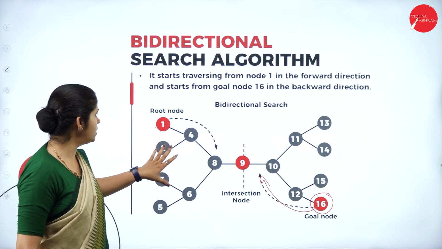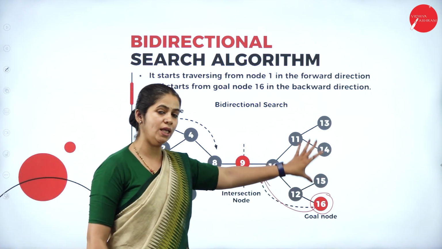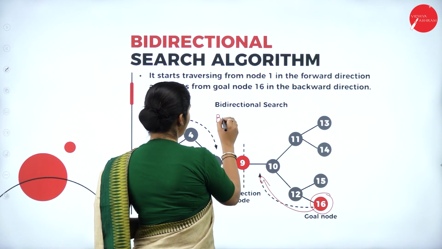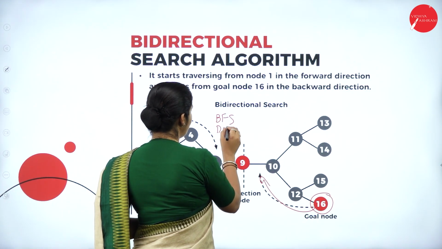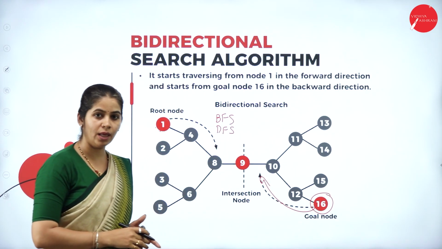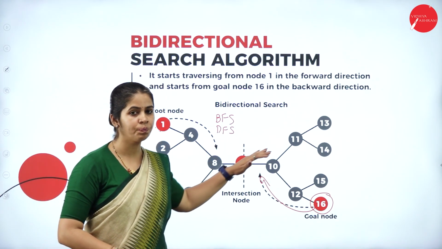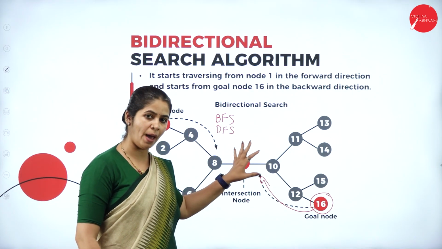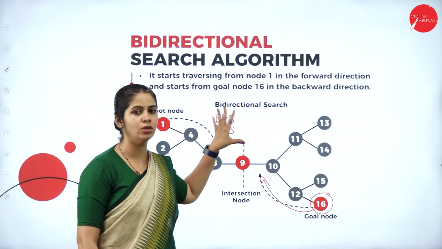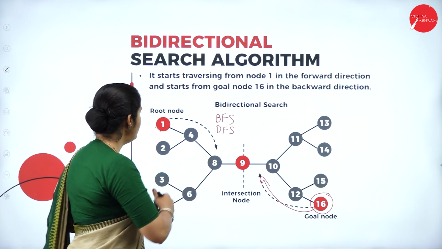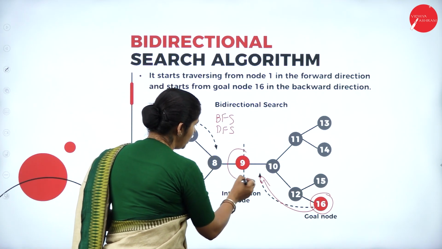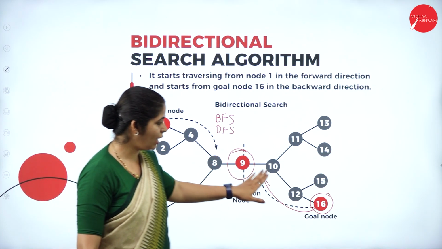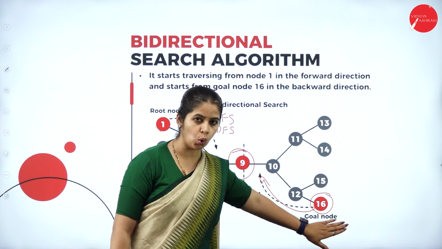When we are traversing in the forward or the backward direction, we can use a BFS or DFS search algorithm to traverse the nodes in either direction. Any other search algorithm can also be used. When we reach the particular intersection point, we stop searching.